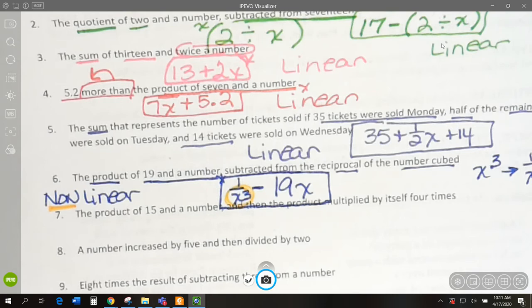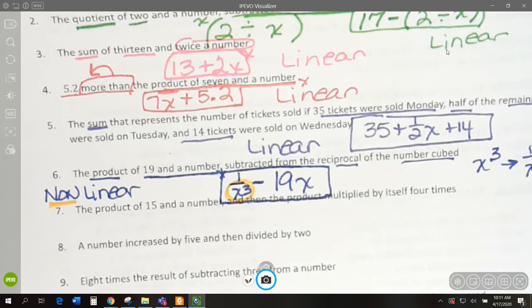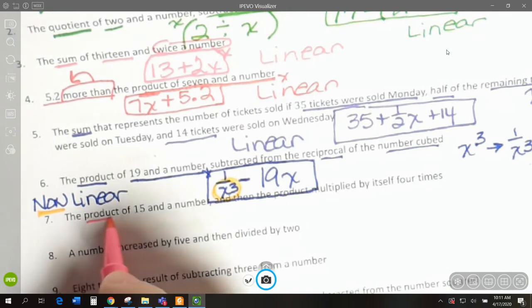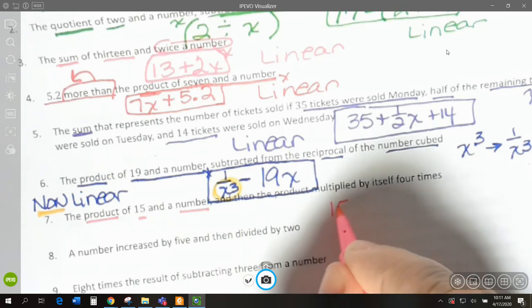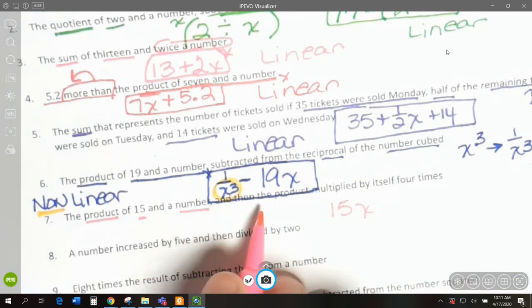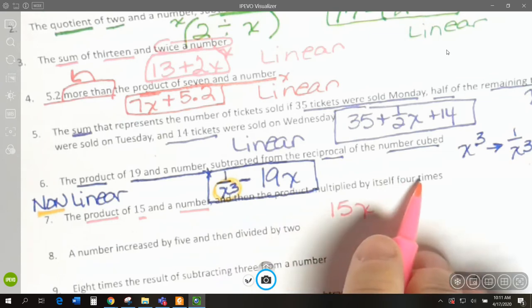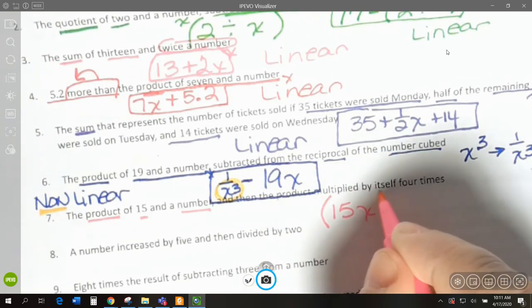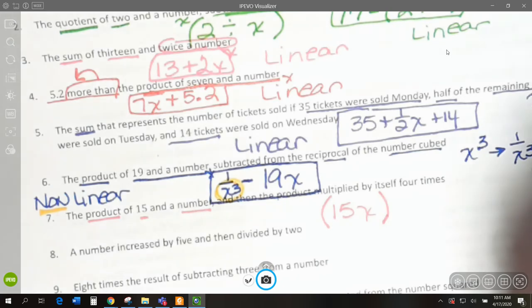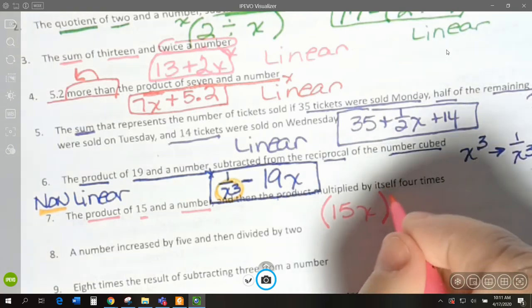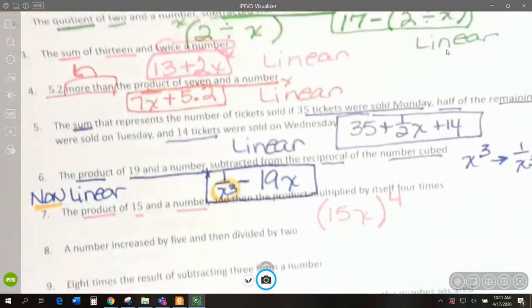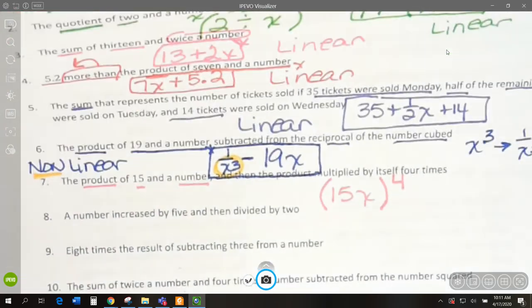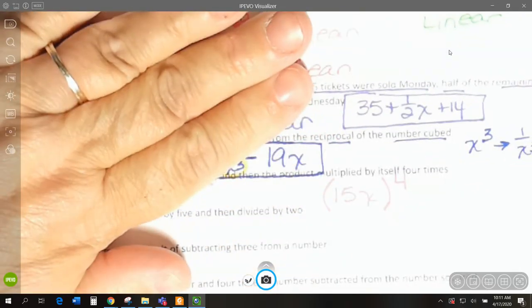Our next problem, we have the product. Product means to multiply 15 and a number. So we'll call that 15x. And then the product multiplied by itself 4 times. So we're going to take this product, multiply it by itself 4 times. Remember, when we're multiplying by itself, we're actually raising it to a power. So this would be to the power of 4. So this product, 15x, raised to the power of 4.